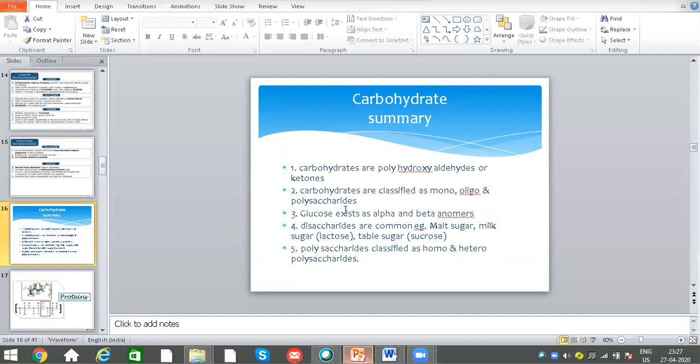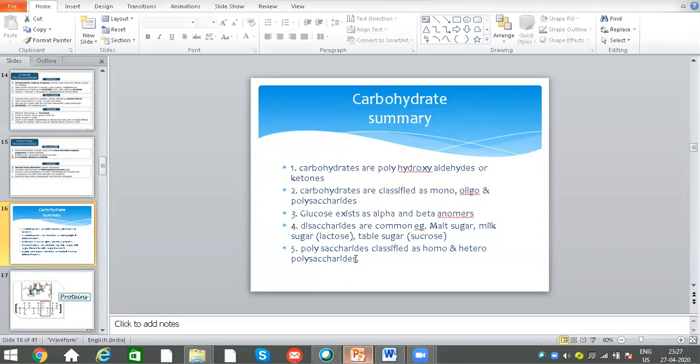Among carbohydrates, disaccharides are the most commonly used sugars, for example malt sugar, milk sugar, and table sugar. Polysaccharides can also be classified into homo- and heteropolysaccharides. These polysaccharides are water-insoluble, non-crystalline materials. In homopolysaccharides, only one type of monosaccharide is present. In heteropolysaccharides, two or more monosaccharides are present.